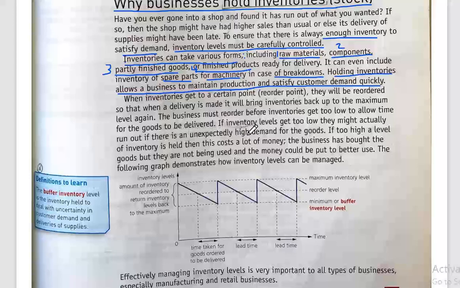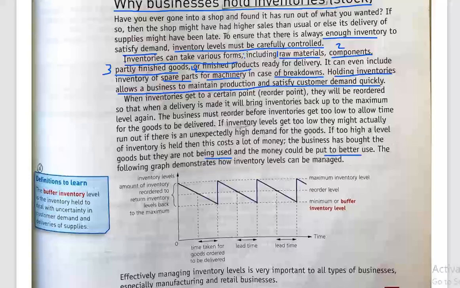There may be unexpectedly high demand for the goods. If too high a level of inventory is held, then this may cost a lot of money. The business has bought the goods, but they are not being used, and the money could be put to better use. The following graph demonstrates how inventory level can be managed.